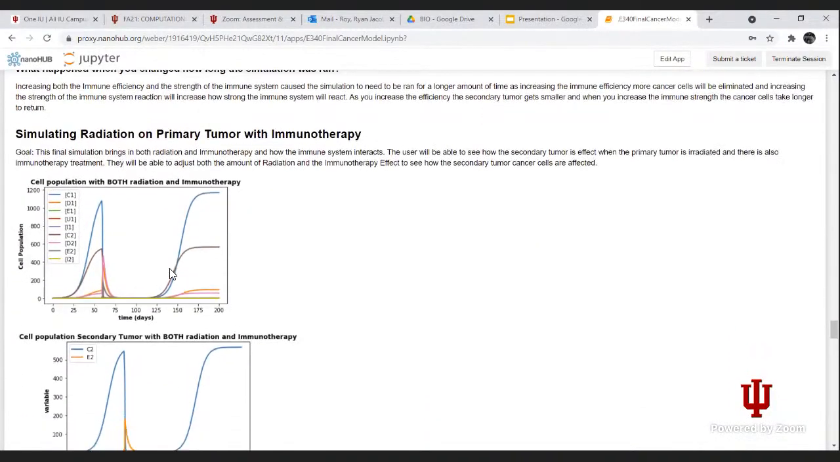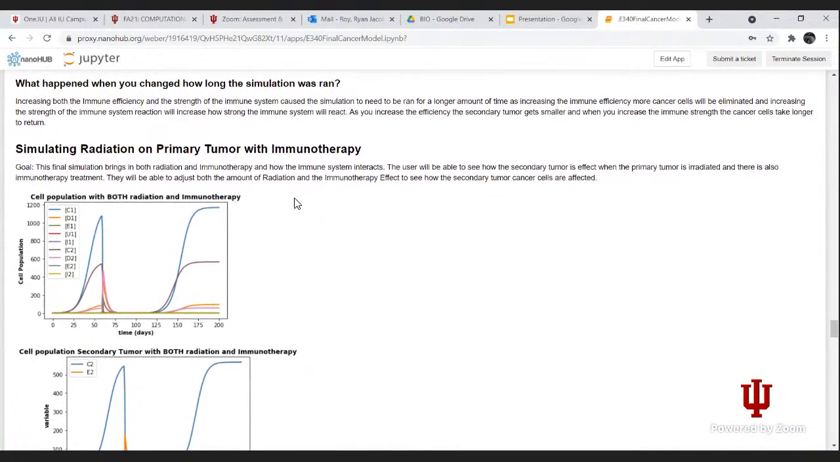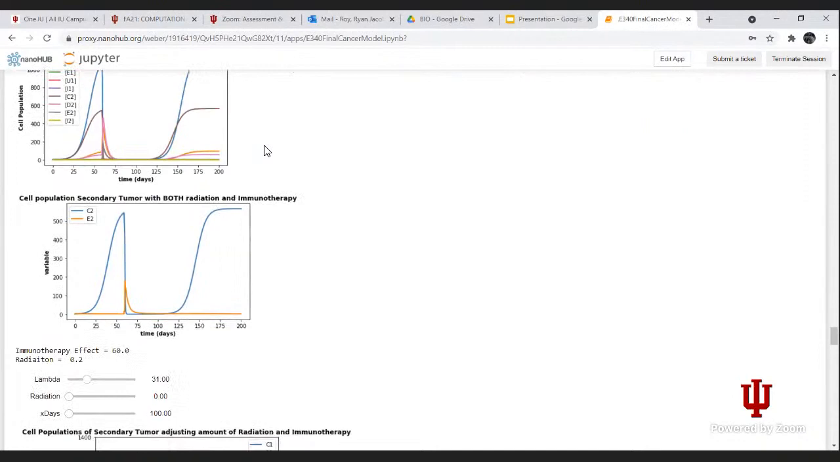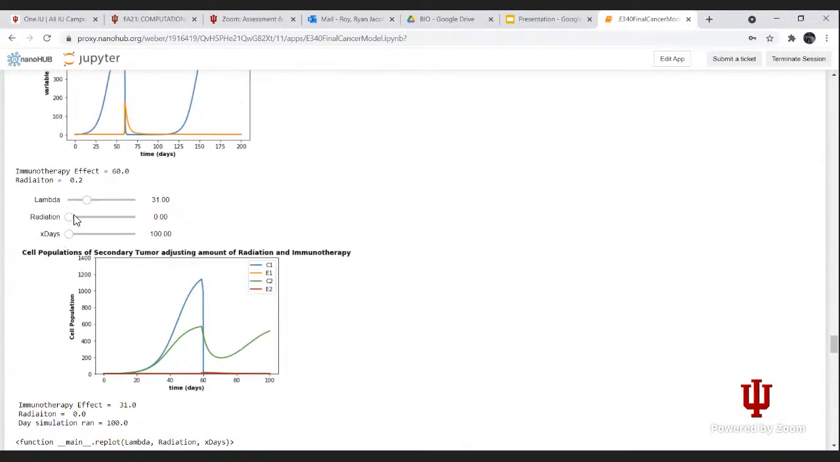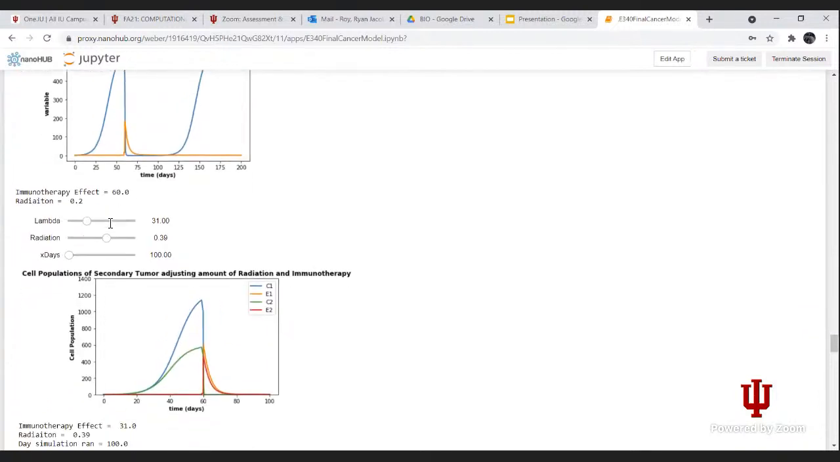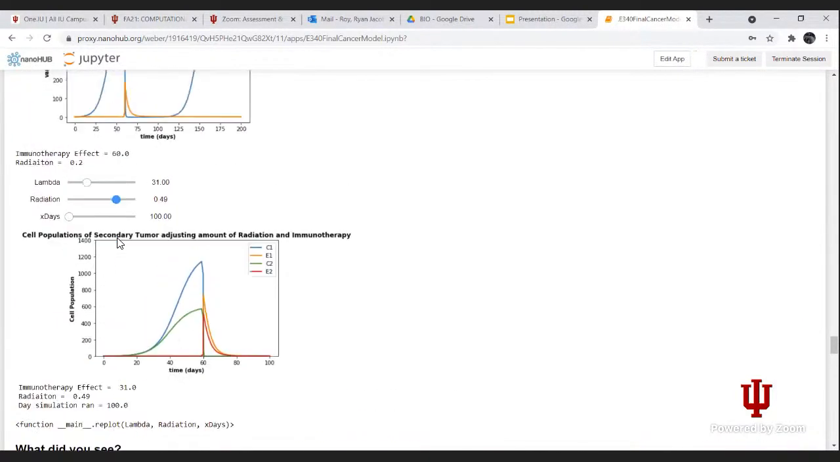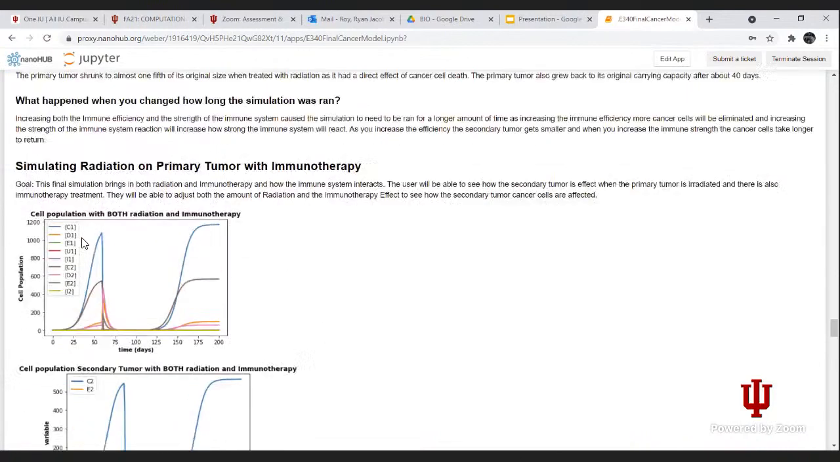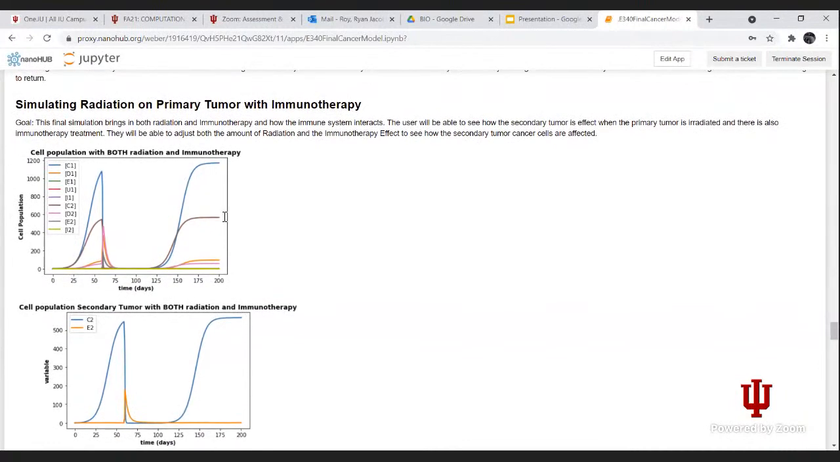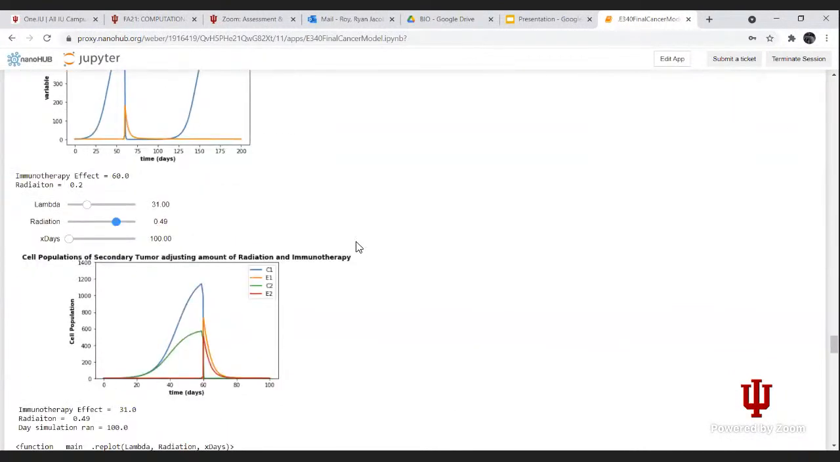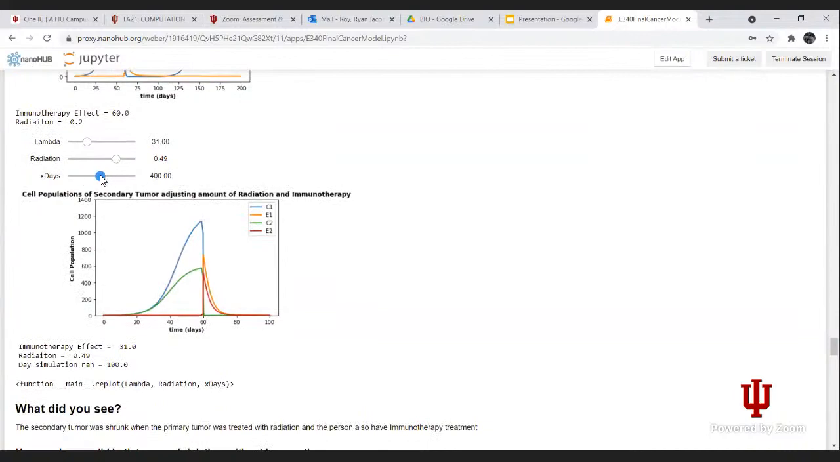So that's pretty much it. Then finally, they talk about simulating radiation on primary tumor with immunotherapy, which is the highest level of complexity that they get to. You can kind of increase the period of time, this is the intensity of radiation, and again, we can zoom in and zoom out.